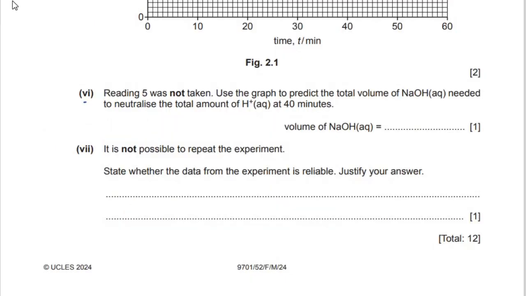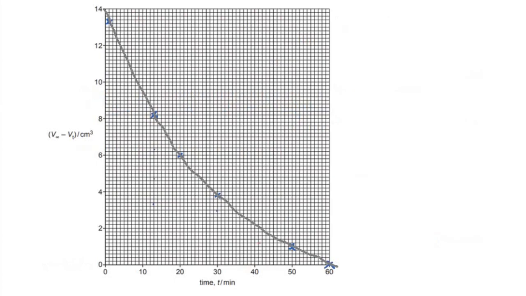The next sub question says reading 5 was not taken, and use the graph to predict the total volume of NaOH needed to neutralize the total volume of H plus ions at 40 minutes. Now at 40 minutes, what should be the total volume of NaOH? Understand, we are supposed to calculate the total volume of NaOH, but let's look at the graph and find out what V alpha minus Vt should be at 40 minutes. So here we are back to the graph, and at 40 minutes you can see that the point is somewhere here, and we should also draw extended lines from the point to the grid so that it can be shown on the graph how we found our reading.